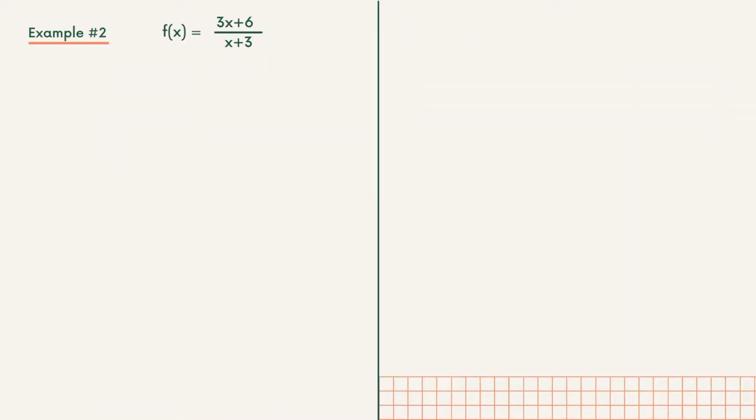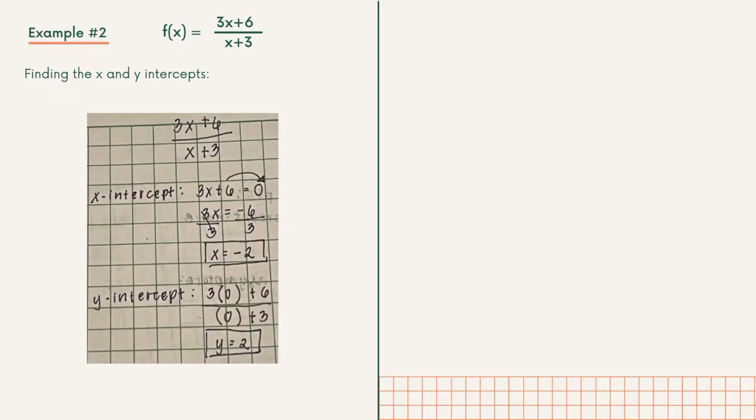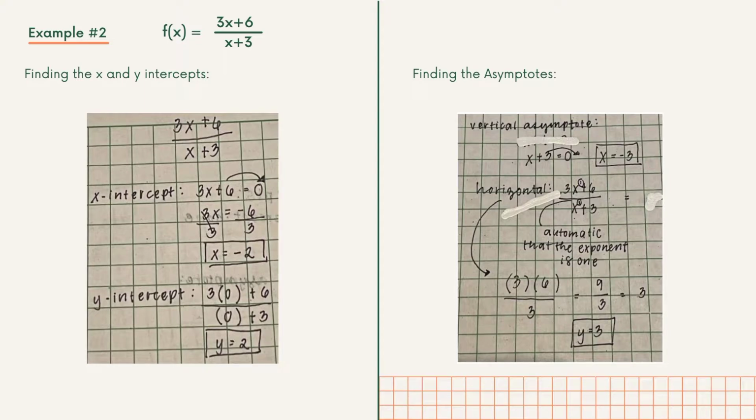Example number 2. 3x plus 6 over x plus 3. Same as number 1, find the intercepts of this equation. To get the x-intercept, set the numerator equal to 0. For the y-intercept, substitute 0 for x. Remember to set the denominator to 0 so that you can transfer the constant. The largest exponent in the numerator and denominator of the equation is 1, and so by the fact, there will be a horizontal asymptote.